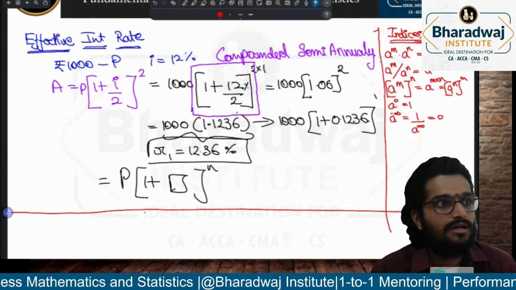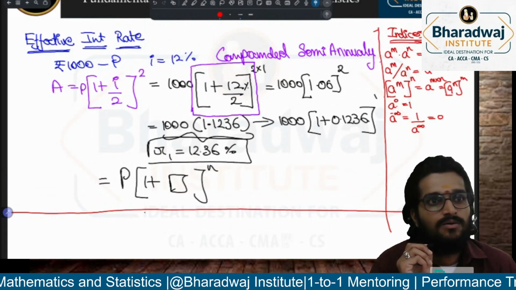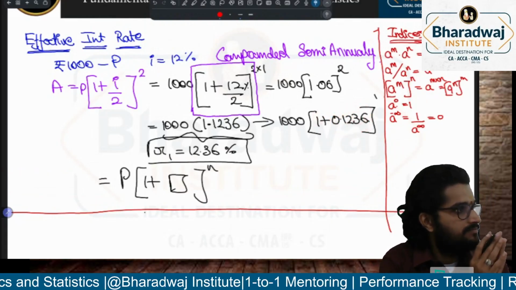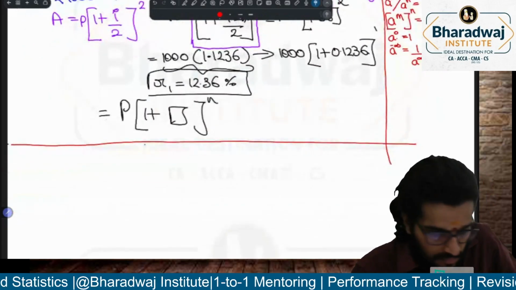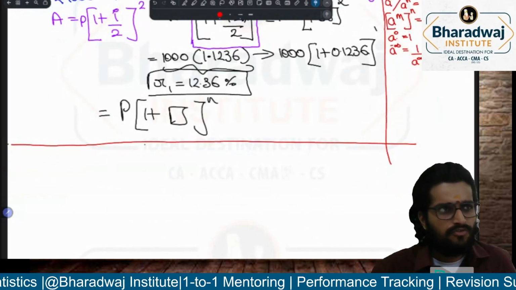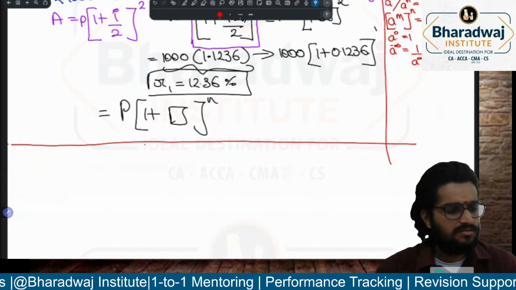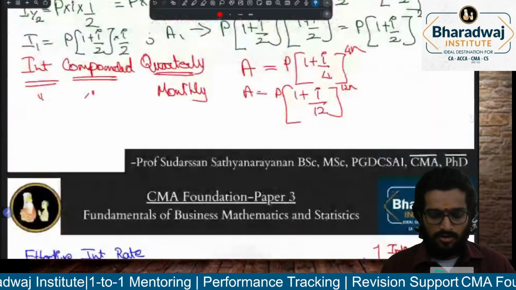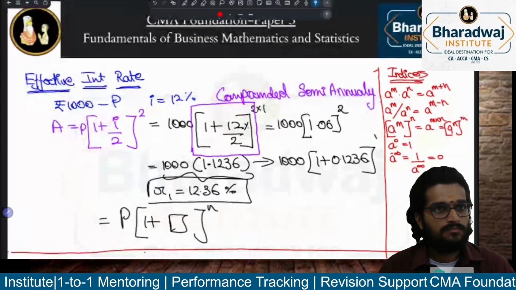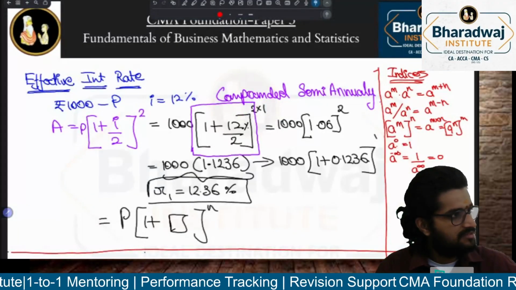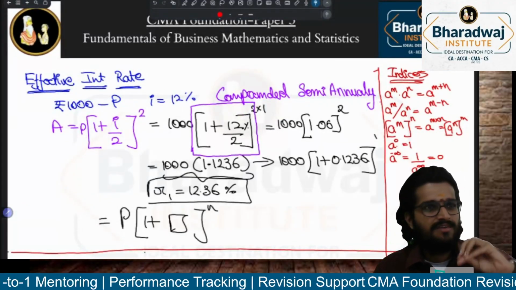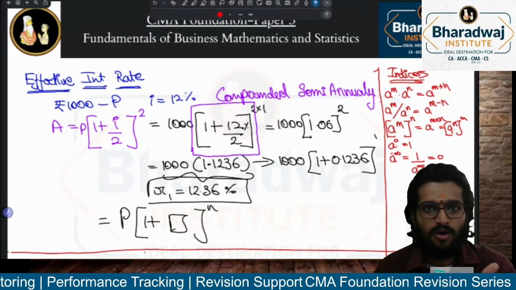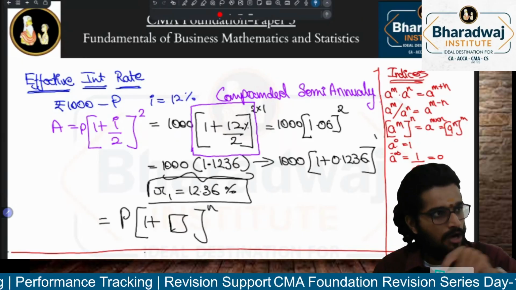Write it in the form of 1 plus something. That 1 plus something will give you the interest rate. Clear? The majority of compound interest is over with this. Are you clear with how to solve this problem? That's it with compound interest. Same formula manipulations. You know the formula, how to deal with it, how to execute, how to approach, how to substitute.